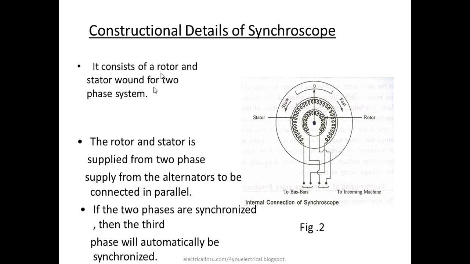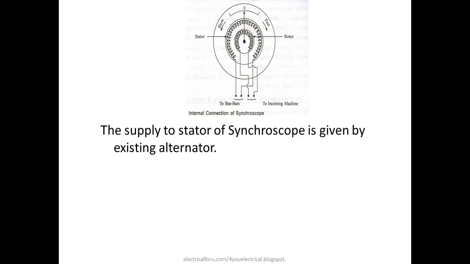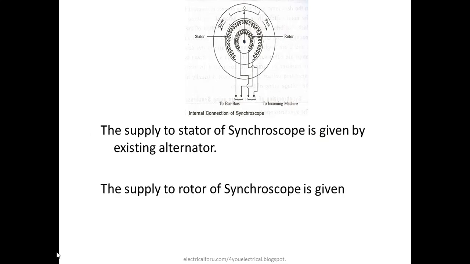It consists of the rotor and the stator, and the rotor and stator are supplied with two phases, the incoming phases of the supply of the alternator to be connected in parallel. If two phases are synchronized, then the third phase will automatically be synchronized. That is, among the three, if two phases are synchronized, the other phase is also continuously in phase. Here the supply to the Synchroscope is given from the existing alternator.